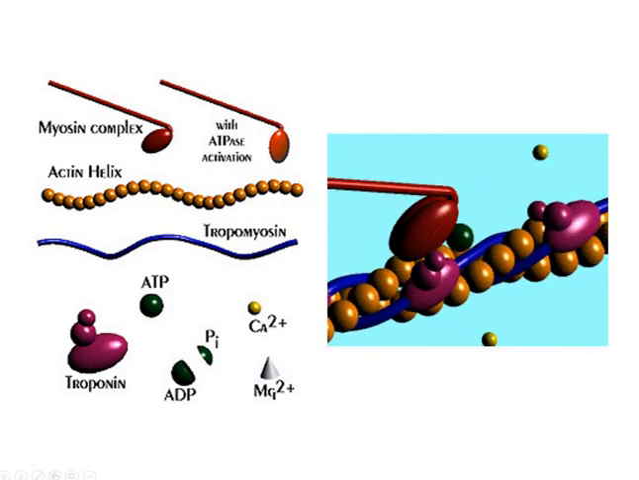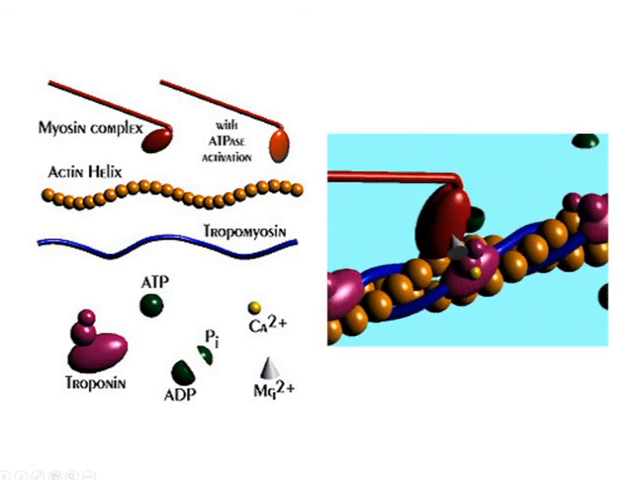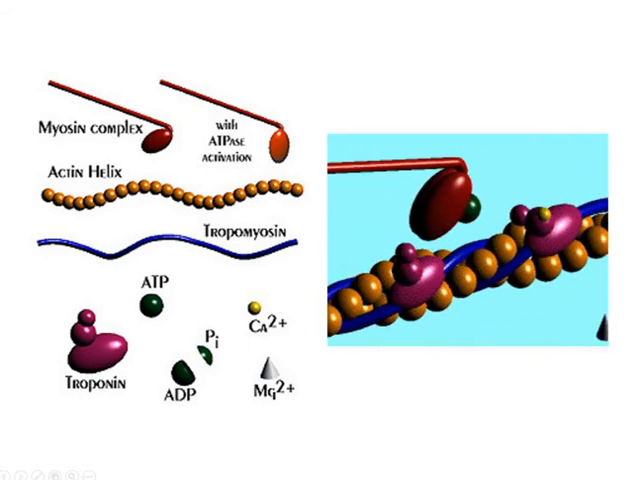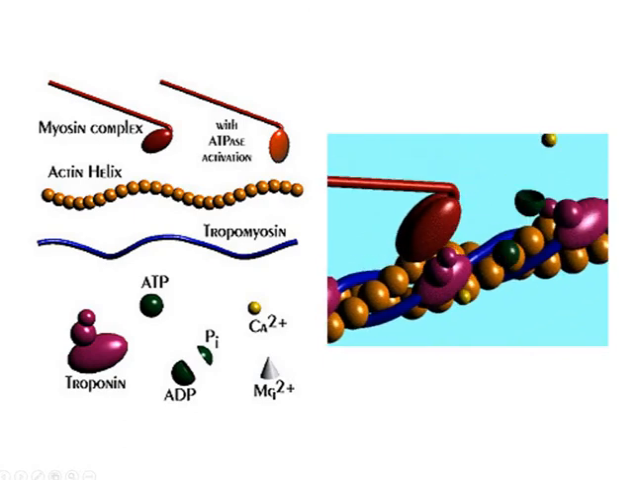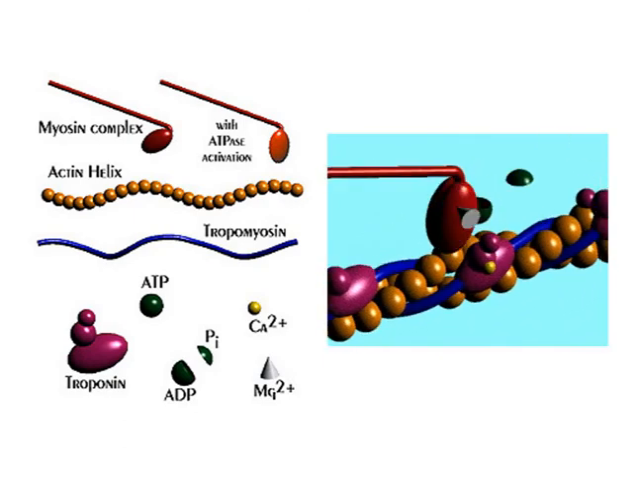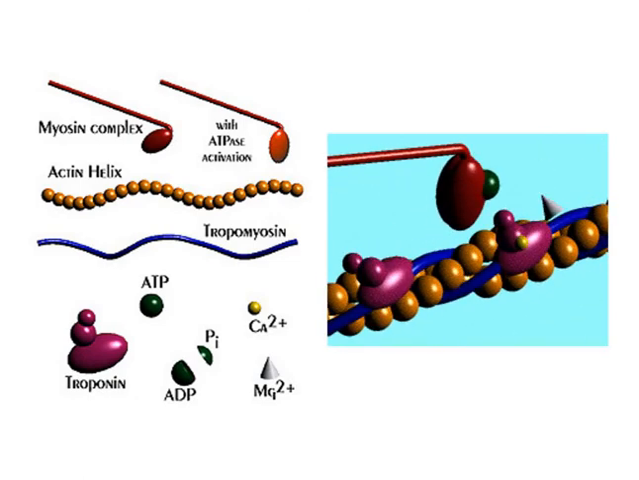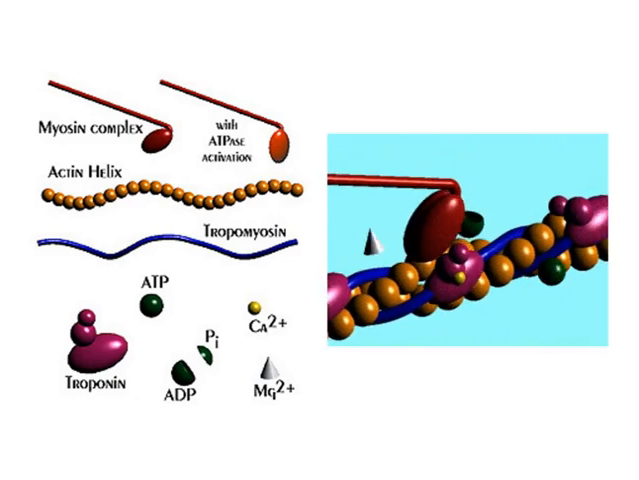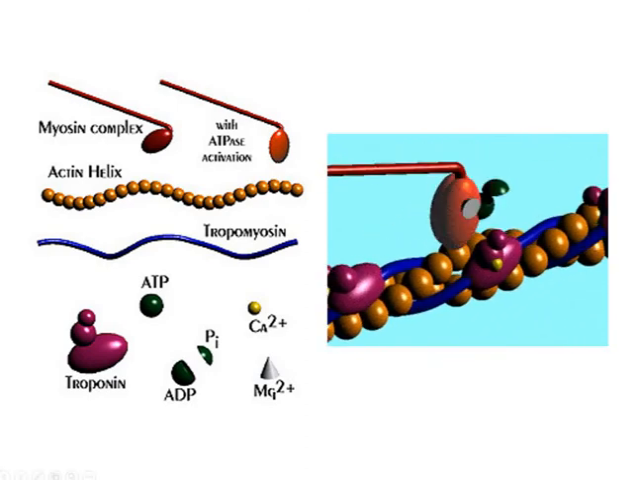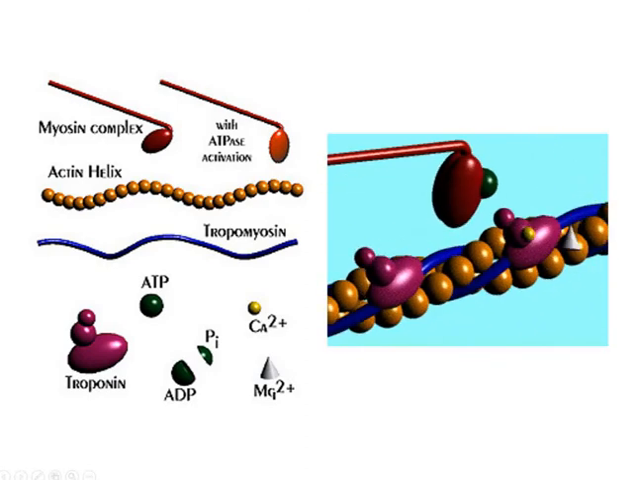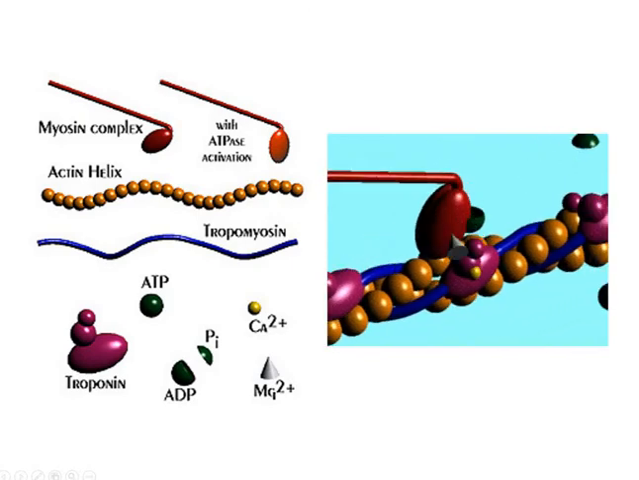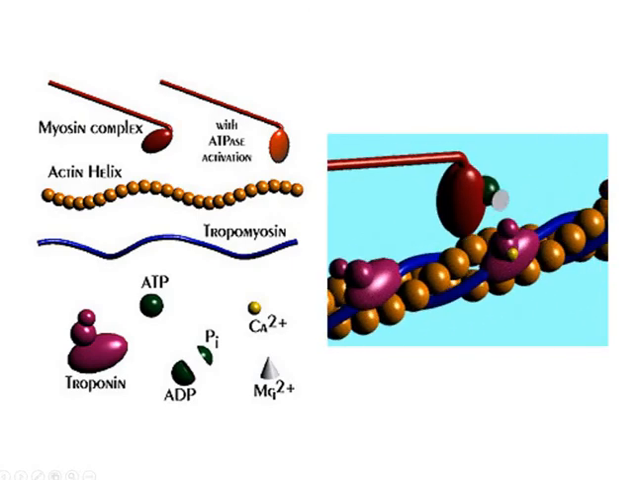Step 2, that then changes shape, pulls the tropomyosin away and exposes the binding site of the myosin on the actin. Okay? That then allows the myosin head to form a cross bridge. So the point at which it binds onto the actin, we call that a cross bridge, where that binds onto it, and that cross bridge is then going to be pulled down.